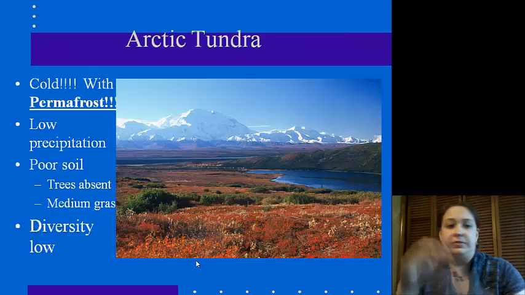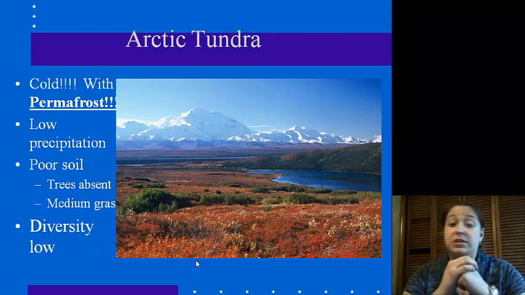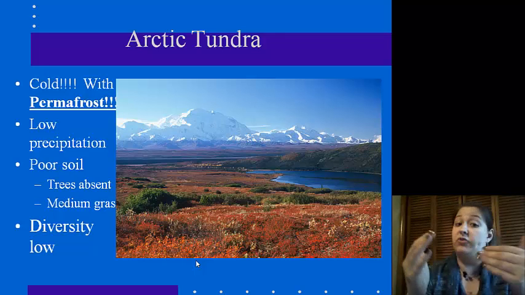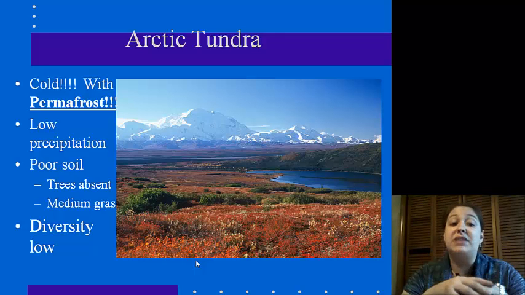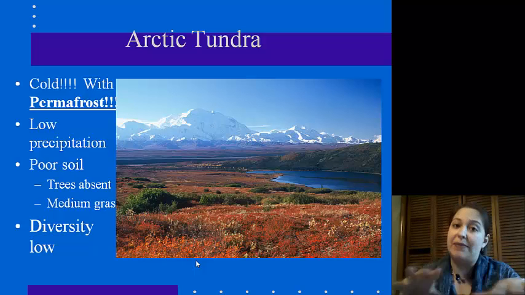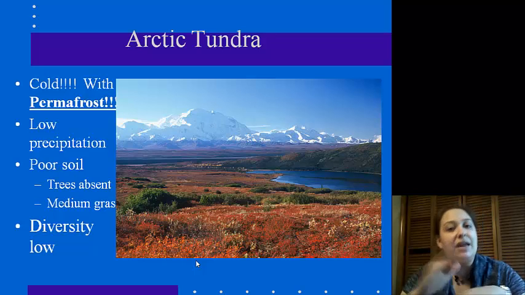Arctic tundra, cold with permafrost. You hear the word tundra, you should think permafrost. Tundra, permafrost. Low precipitation. Most of the precipitation is actually trapped up in the permafrost and the snow. Poor soil, trees are absent, moderate or medium grasses, and low biodiversity.